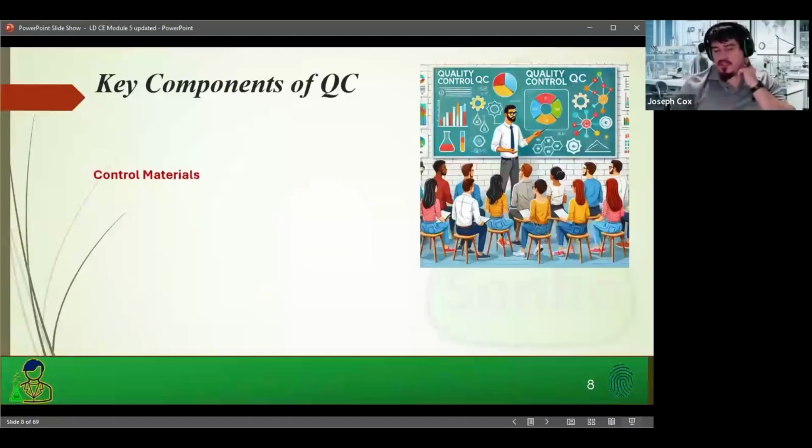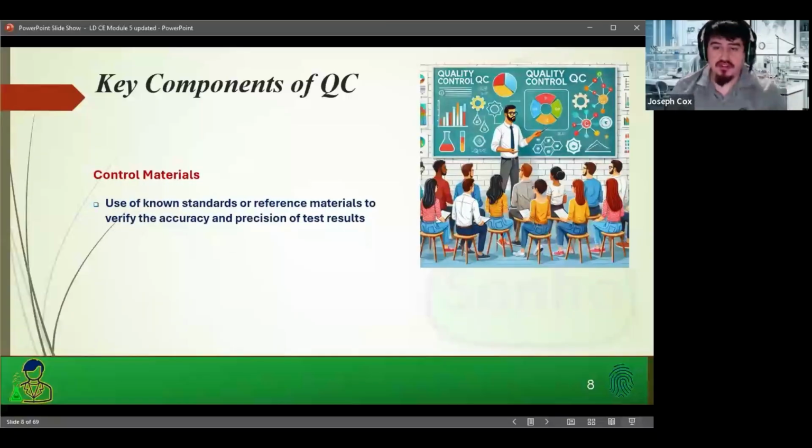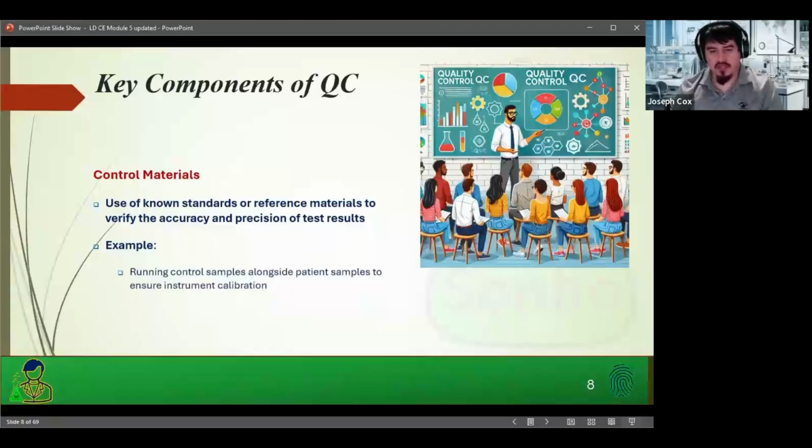Starting off with the control materials. These are known standards or reference materials used to verify the accuracy and precision of test results. Some examples are running a QC or running a control sample alongside patient samples to ensure the instrument has been calibrated properly.